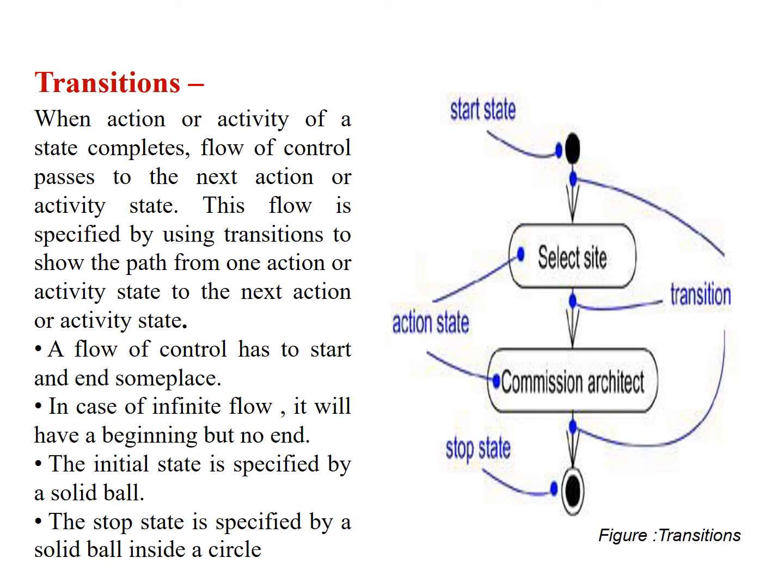Now, transitions. When the action or activity of a state completes, flow of control passes to the next action or activity state. This flow is specified by using transitions to show the path from one action or activity state to the next action or activity state. A transition is shown by a simple directed line.